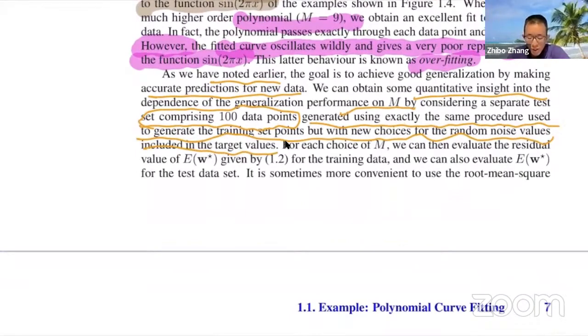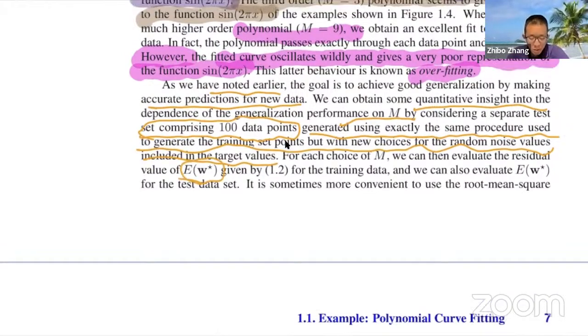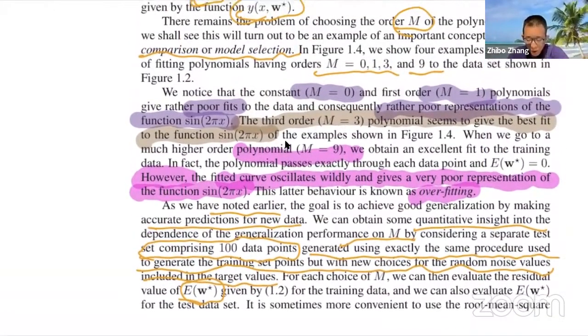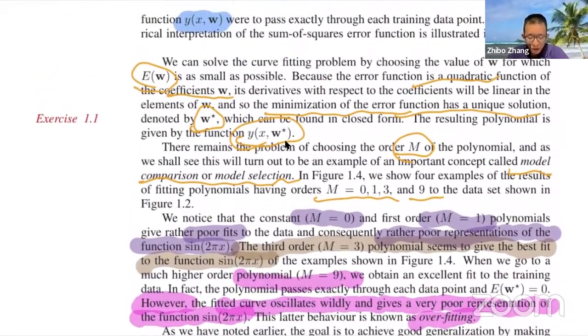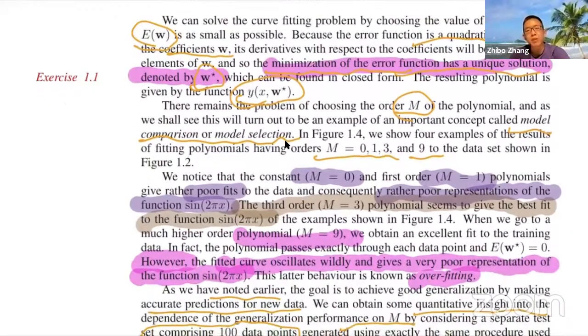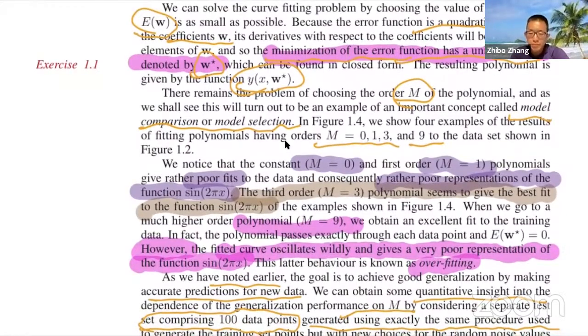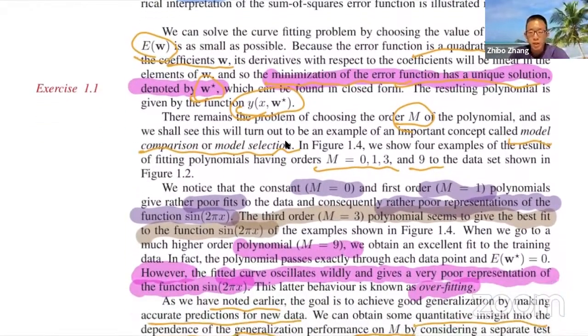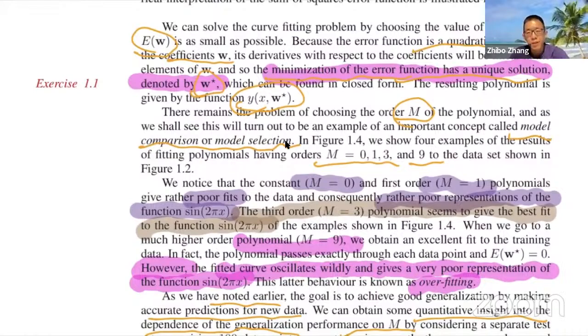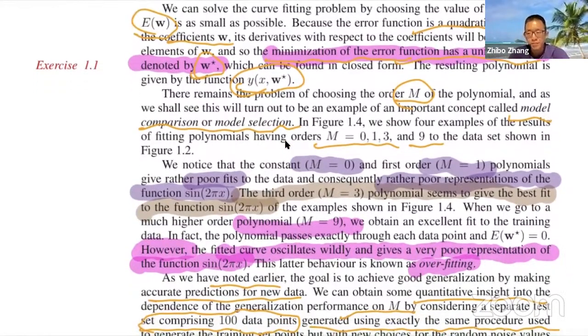For each choice of M, we can then evaluate the residual value of W star. What is W star? We just mentioned this. Let's quickly recap: the minimization of the error function has a unique solution denoted by W star. You can think about it as the minimum of your error function. In the case of a parabola, it's the lowest point there.